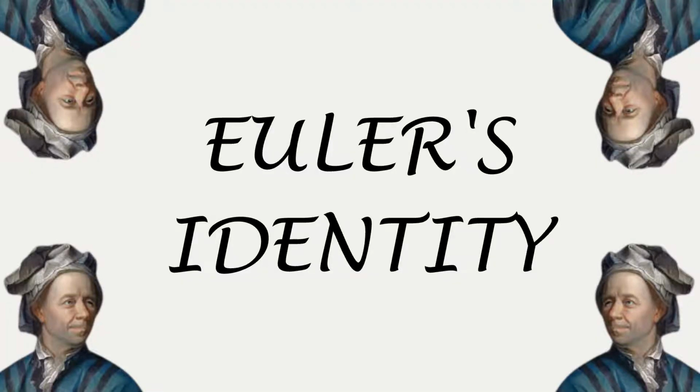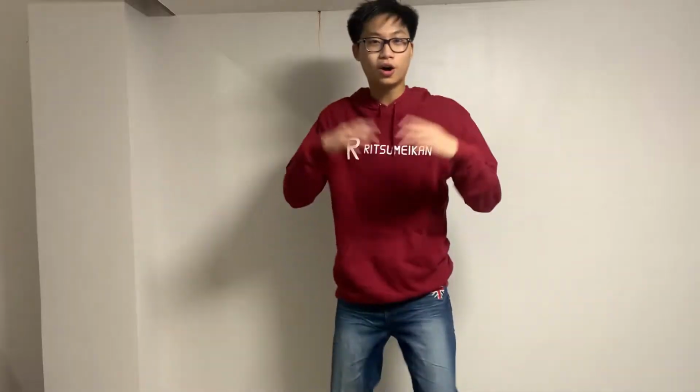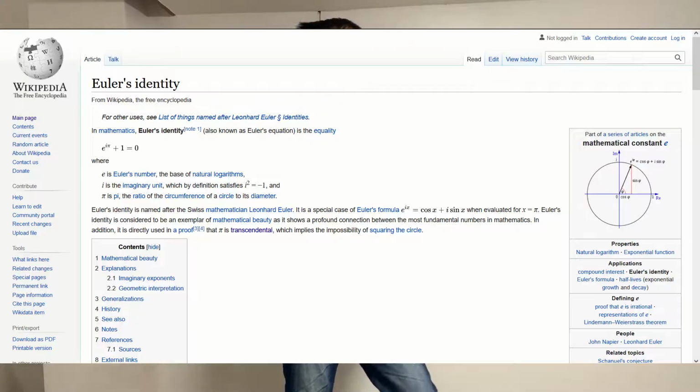Euler's identity, named after the Swiss mathematician Leonhard Euler. It is a special case of Euler's formula for when evaluated, we substitute x with pi. In addition, it is used directly in proof that shows that pi is transcendental, implying the impossibility of squaring the circle. Yes. Okay, I'm joking, and reading off Wikipedia.